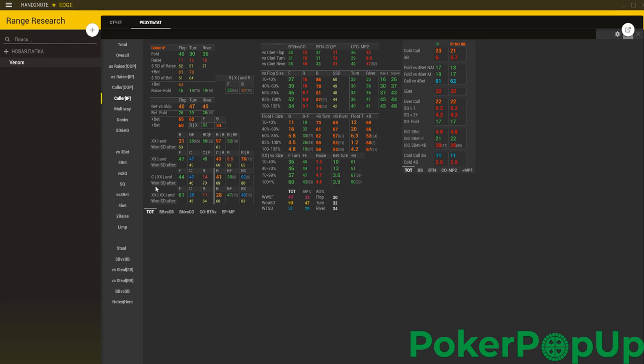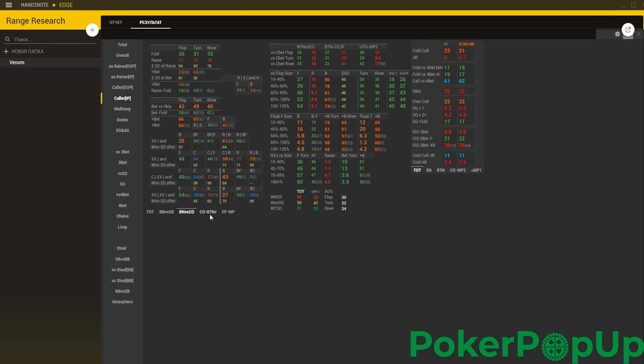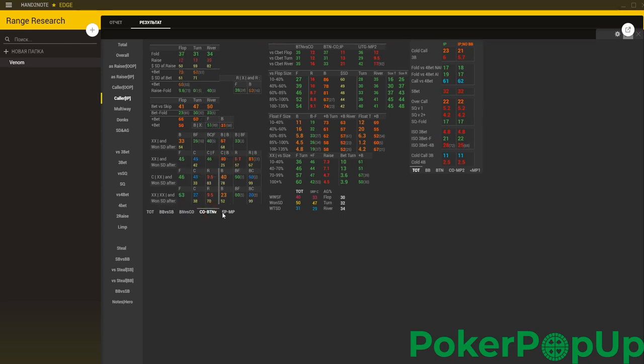Now we looked at the total stats, but we can also select a specific position. In this case we can look at big blind versus small blind, button versus cutoff, cutoff button versus early positions, and early position versus middle position.